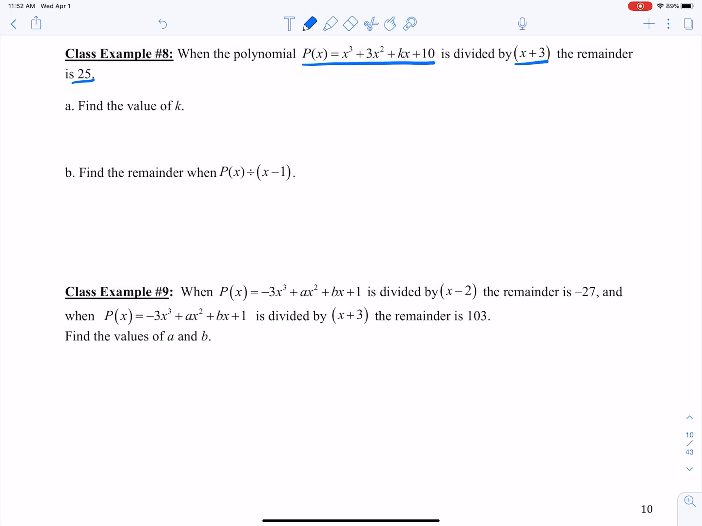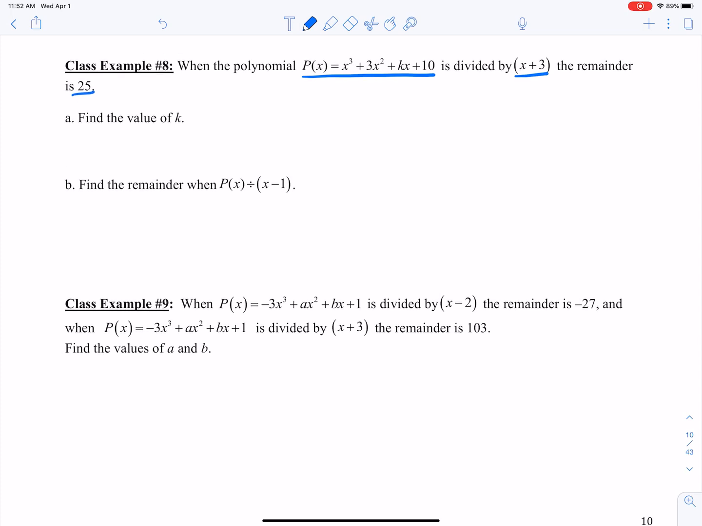So using the idea of the remainder theorem, when I sub negative 3 into the polynomial, the whole thing should equal 25. That's what the remainder theorem tells us. So I'm going to take this polynomial, sub in negative 3 for x, and set the whole polynomial equal to 25, and that will solve it for me.